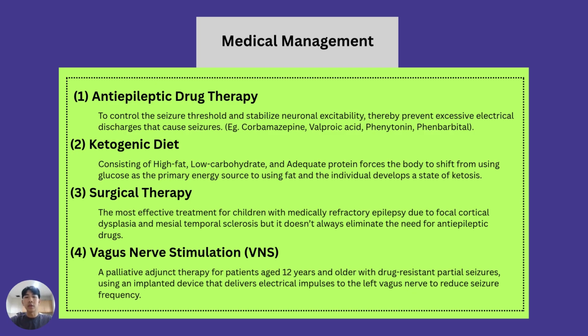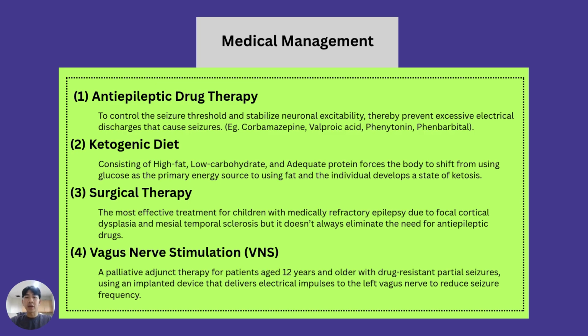The third is surgical therapy. This option is used for children whose seizures cannot be controlled by medication, especially when they are caused by focal cortical dysplasia or mesial temporal sclerosis. Although surgery can be very effective, it doesn't always remove the need for medication.